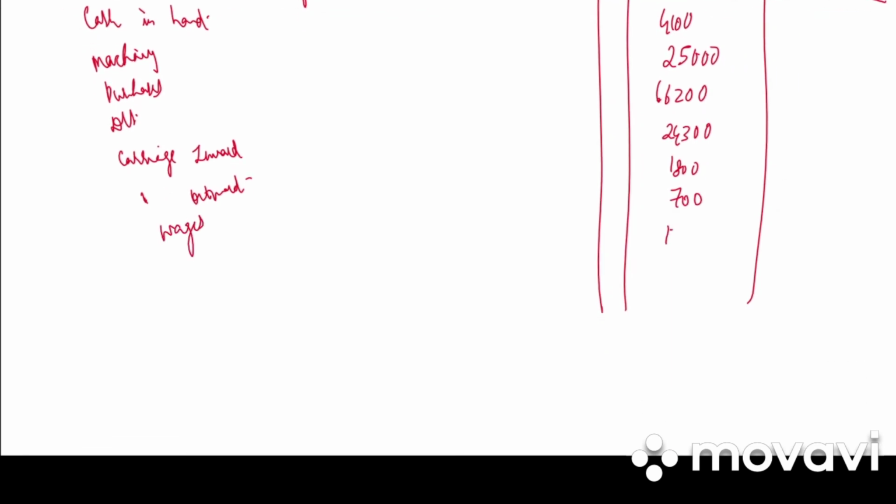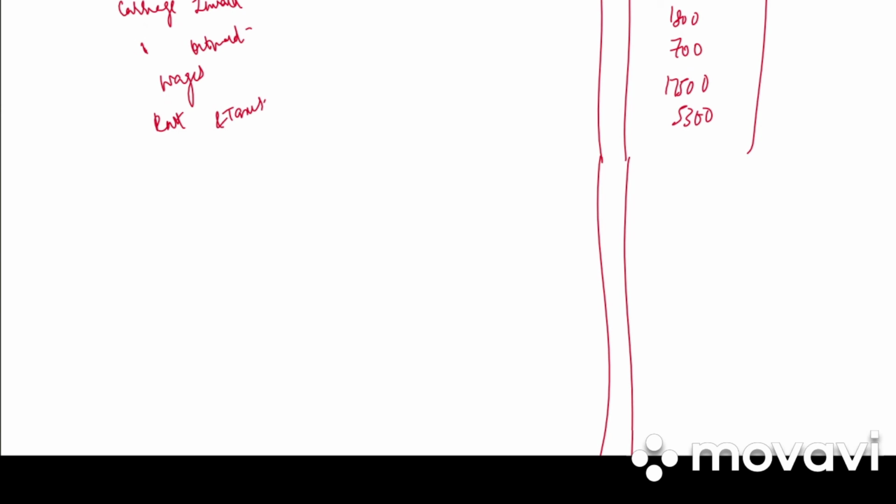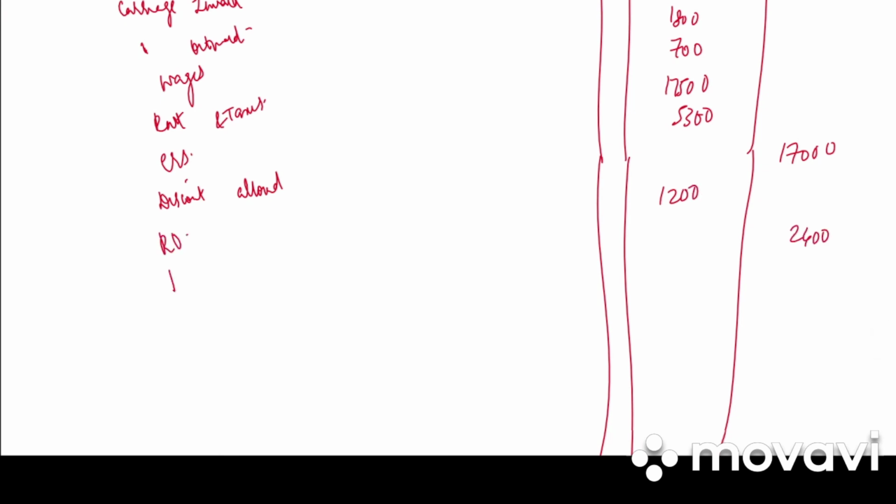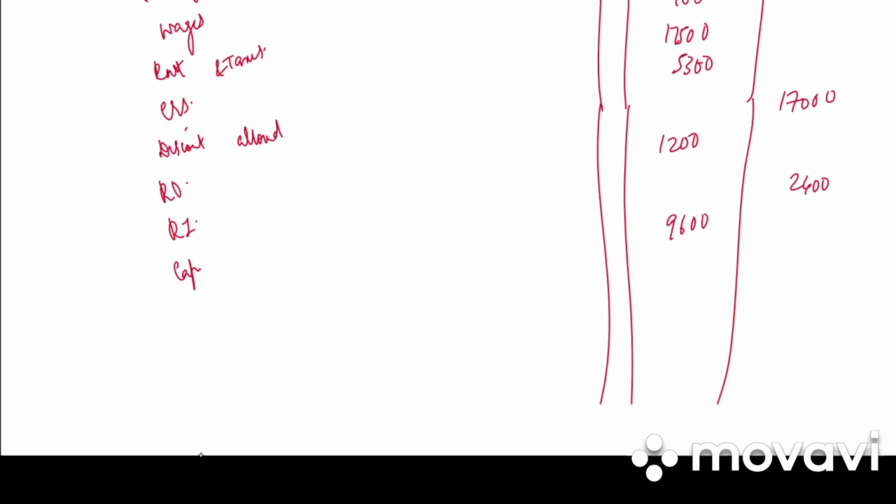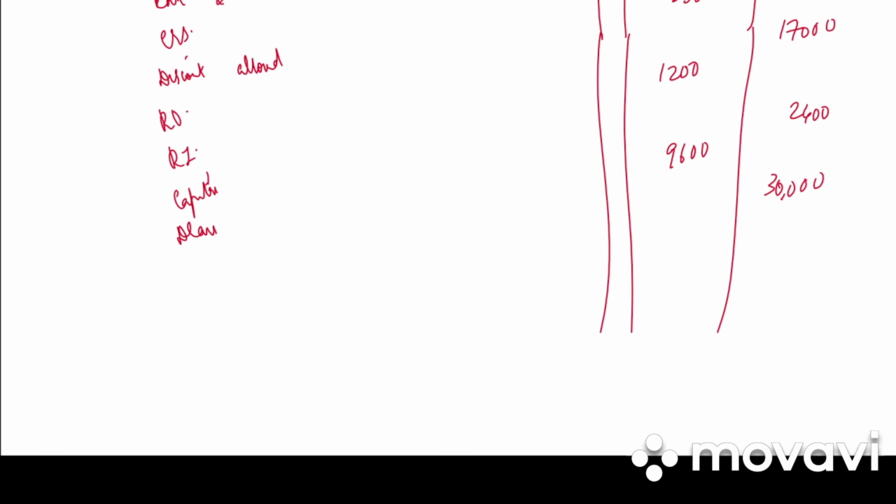Wages, 17,500 debit side. Rent and taxes, 5,300 debit side. Then we have creditors, 17,000 credit side. Discount allowed, 1,200 debit side. Return outward, 2,400 credit side. Return inward, 9,600 debit side. Capital, 30,000 credit side. Drawings, 6,300 debit side.